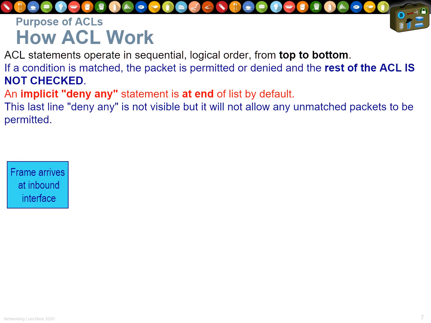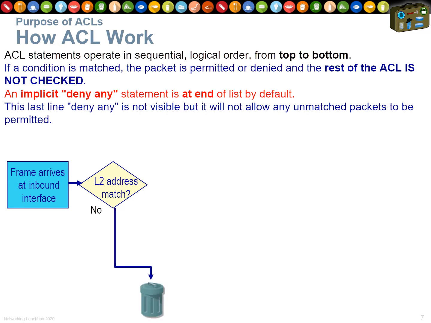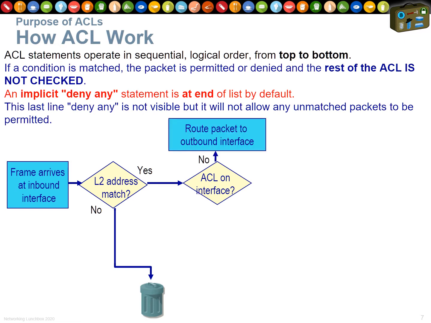So let's have a bit of a look at the flow and the way access lists process their data. A frame arrives at your router. Do the MAC addresses match for that router? No? Well, chuck it in the bin. That's completely normal. However, if the MAC addresses match, then we look at, is there an access list on the inbound interface? If there isn't, then begin the routing process.